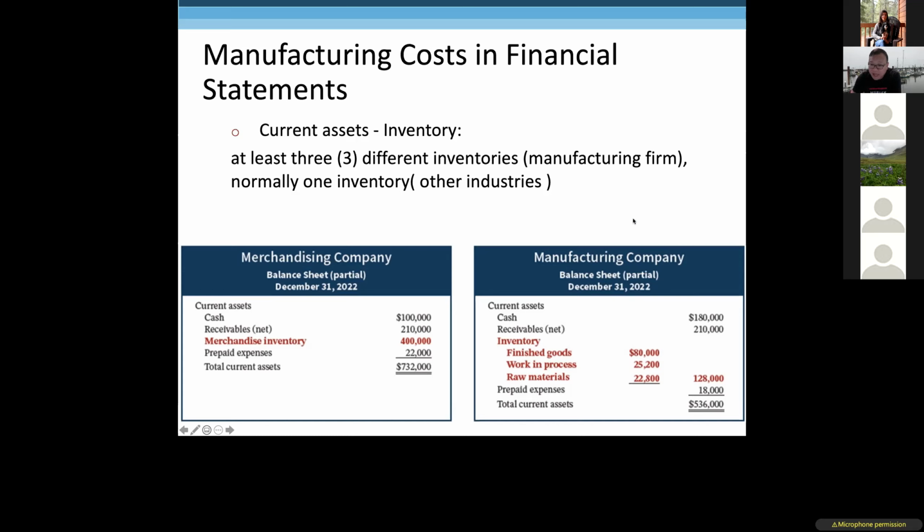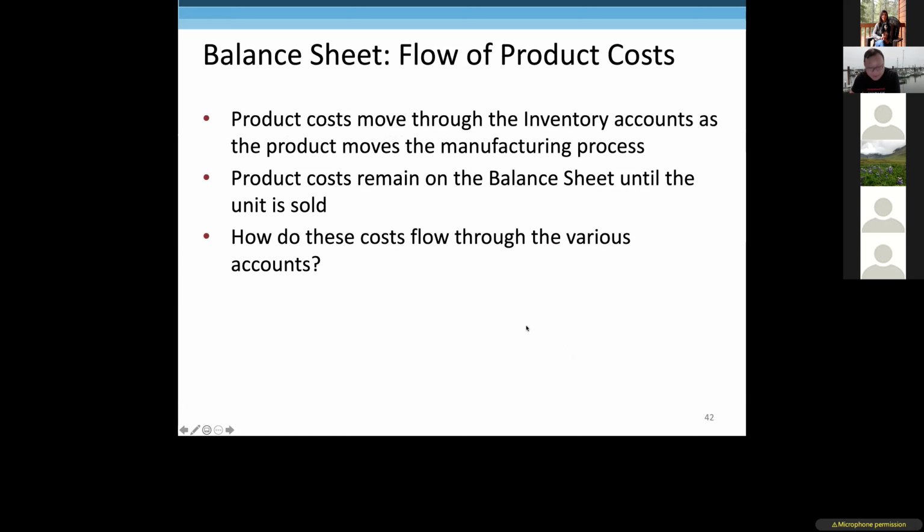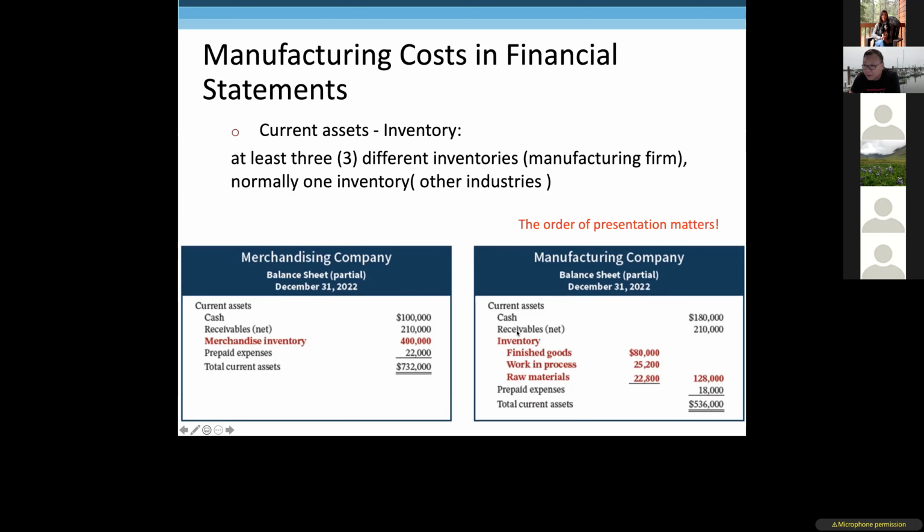Okay, so I want you to pay attention to this order. It's relevant to the assignment. There's one question in the assignment. The order for current assets is cash, that's the most liquid item, and then the receivable, and then inventory, and then prepaid, okay?